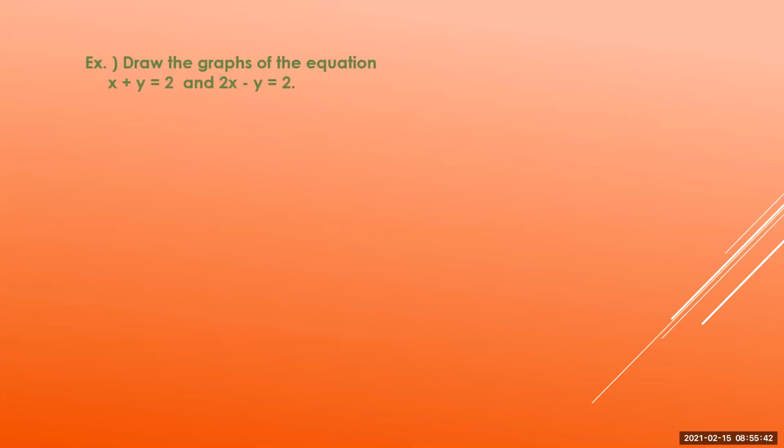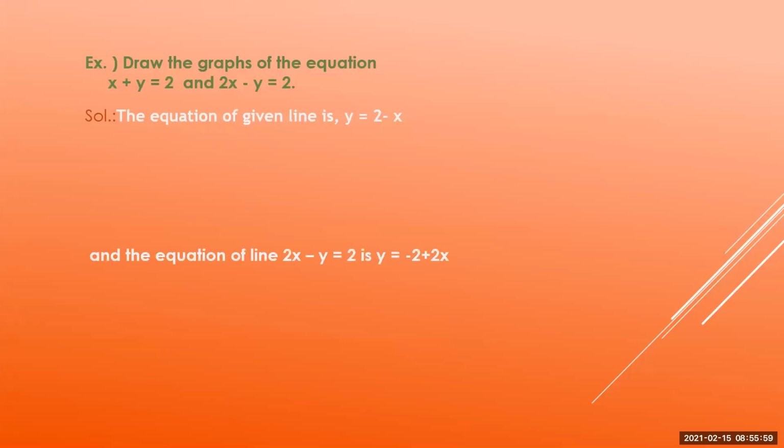x plus y is equal to 2 and 2x minus y is equal to 2. So these are the two equations and we have to draw a graph for this. So firstly, for drawing the graph, for a single equation, we have to form the order pair xy, that is 4 order pairs.